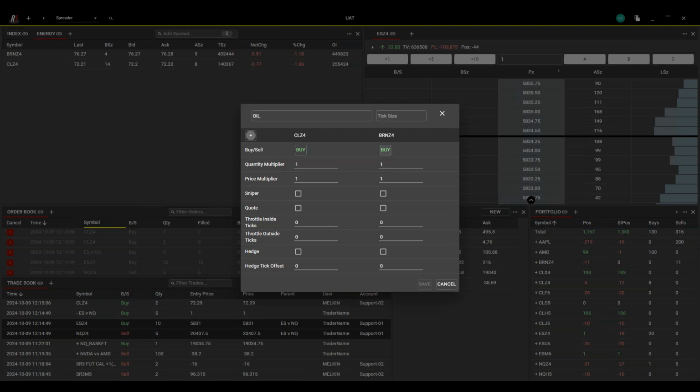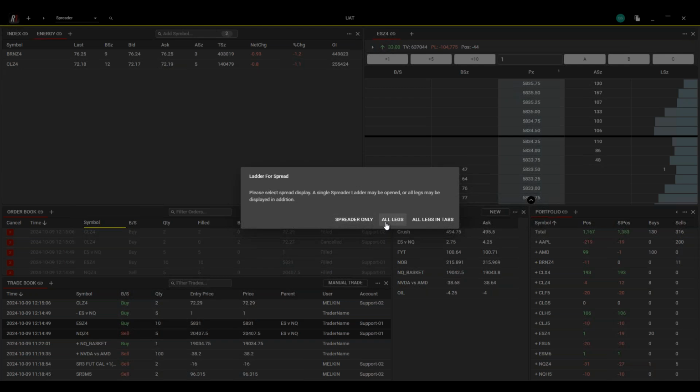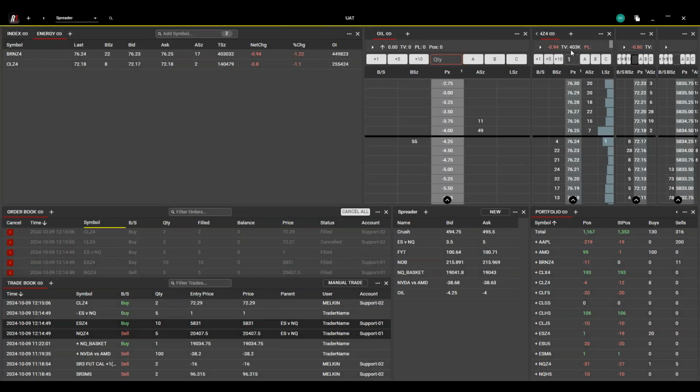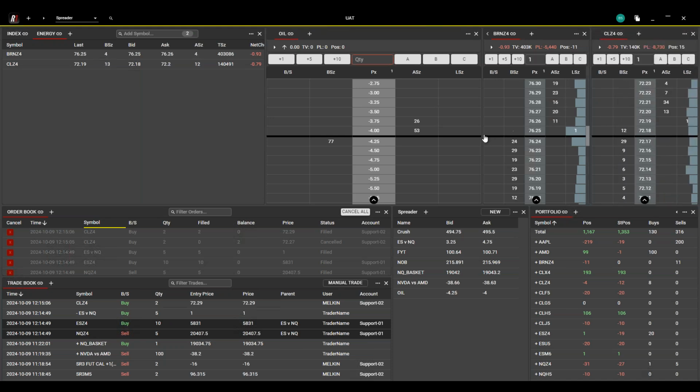In this case, I'm just going to do very simple 1-to-1, buy one, sell the other. I'm going to set my BRN as the quote and my CL as the hedge. I think CL is a little more liquid, although it's probably pretty close. Saving that gives me my oil spread, my synthetic spread. I'm going to go ahead and create a ladder out of that. Let's do all legs again so we can once again see our spreader working. And let me hide that ES ladder so we have a little better view.